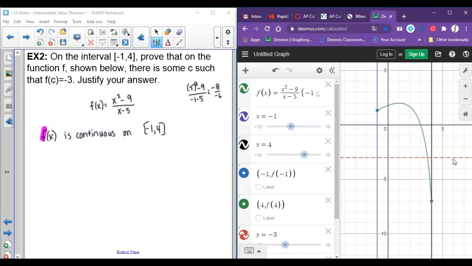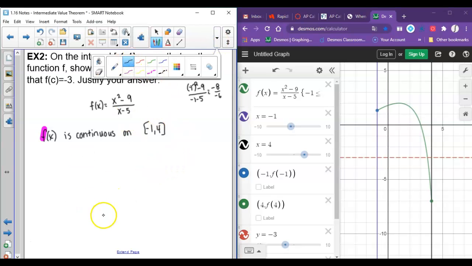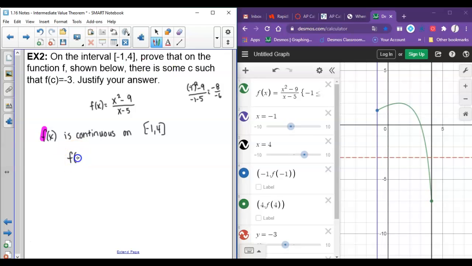So let's look at how we justify that, because you will probably see intermediate value theorem on the AP exam on the free response questions. It is almost always there. So the way that you're going to say this is, first you're going to find f of -1. If you plug in -1, you're going to have -1 squared minus 9 over -1 minus 5. That's going to give you -8 divided by -6, which is 4/3 here. And so that is your point that you see right here.